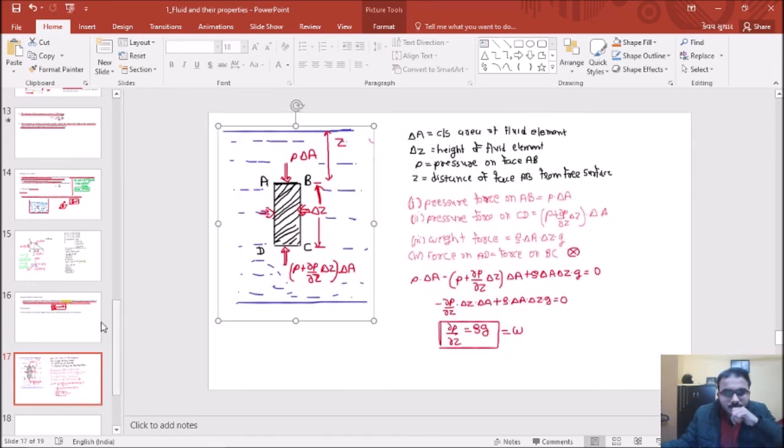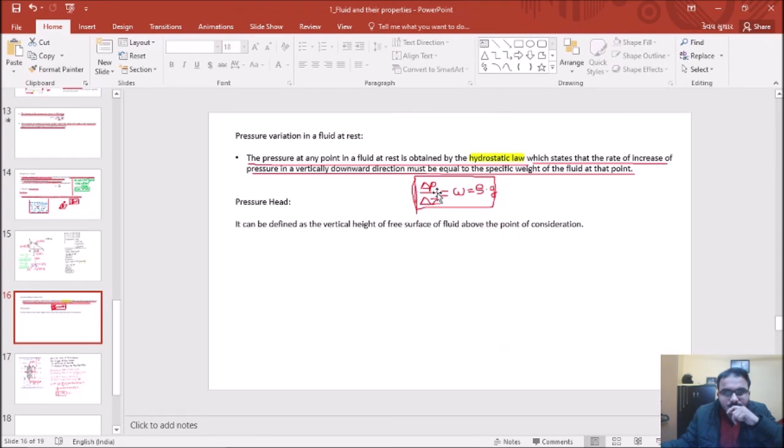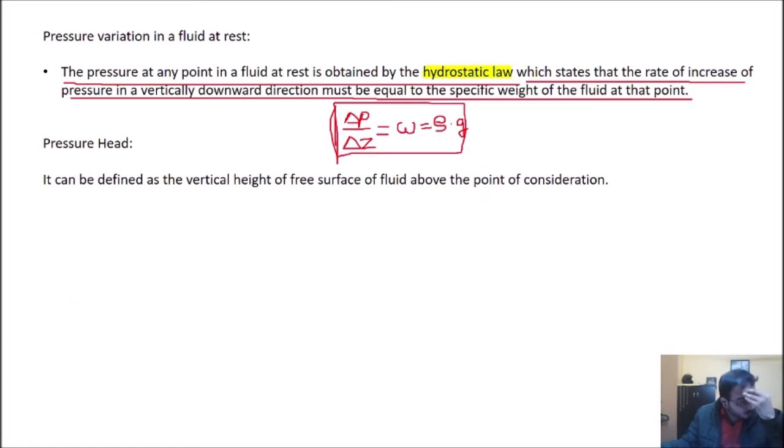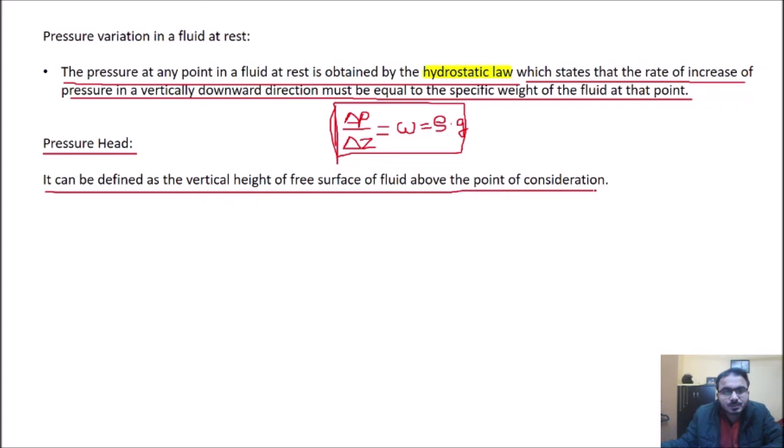So the same equation can be found over here. Now our next theory is pressure head. It is defined as the vertical height of free surface of fluid above the point of consideration. So we will continue from the last equation here, that del P over del Z is equal to rho into G.